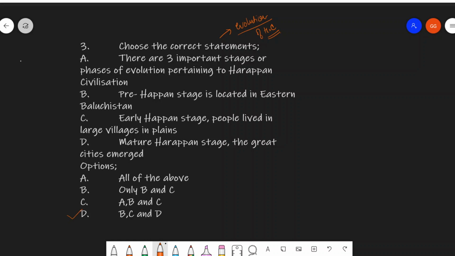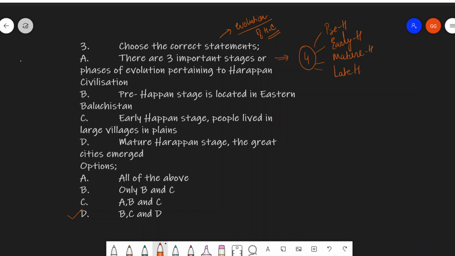Why is the statement A incorrect? Because the Harappan civilization, as we understand today, is not divided in 3, but there are important 4 stages of the Harappan civilization. The first is pre-Harappan. The second is early Harappan. The third is mature Harappan. And the last is late Harappan.